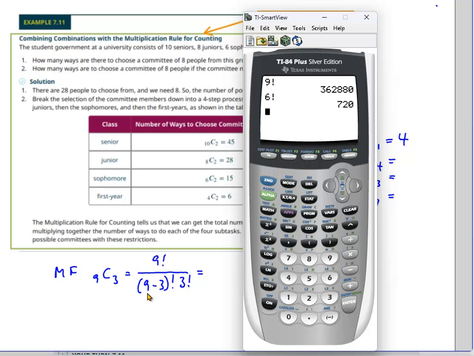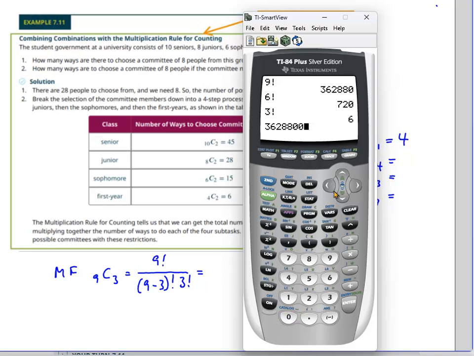That's the 9 minus 3 down here, factorial. And then the 3 factorial, well, that's one of the first numbers. We kind of know that is actually 6. 1 times 2 times 3, right? So basically, it's the 362,880.